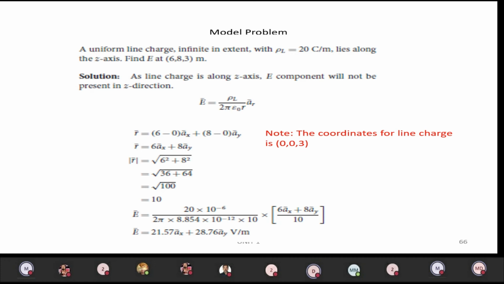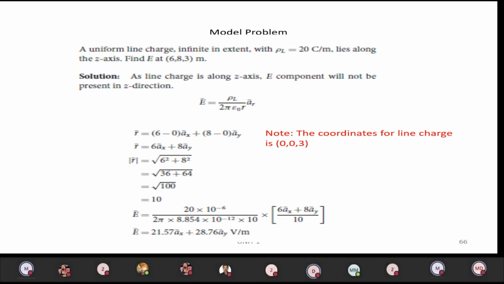An infinitely long conductor with rho L charge density of 20 microcoulomb per meter lies along the z axis. We have to find out the electric field at (6,8,3). They have given one point and we have to choose the other point.